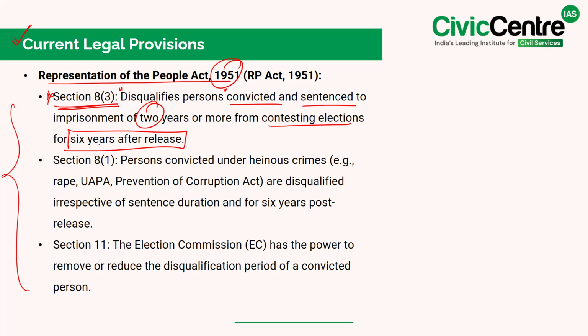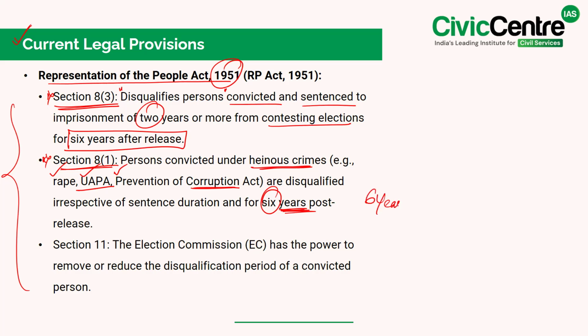And also, Section 8 Clause 1 goes a step further, stating that persons convicted under heinous crimes such as rape, offences under the Unlawful Activities Act, that is UAPA, and also the Prevention of Corruption Act are disqualified irrespective of the sentence duration and remain ineligible for 6 years post the release.